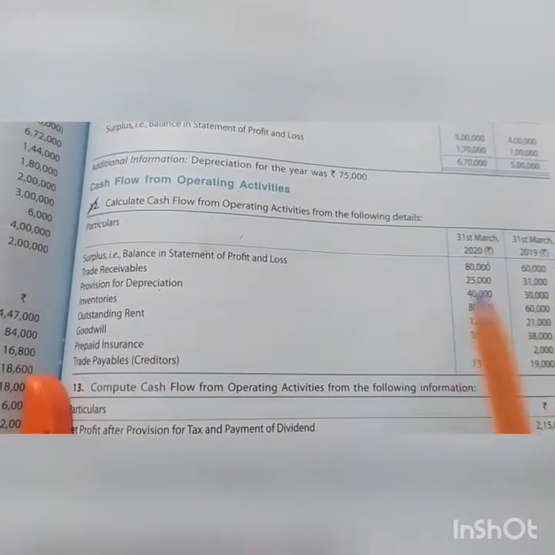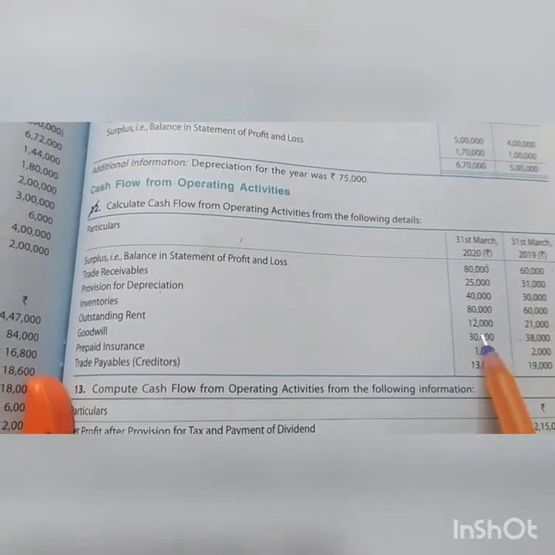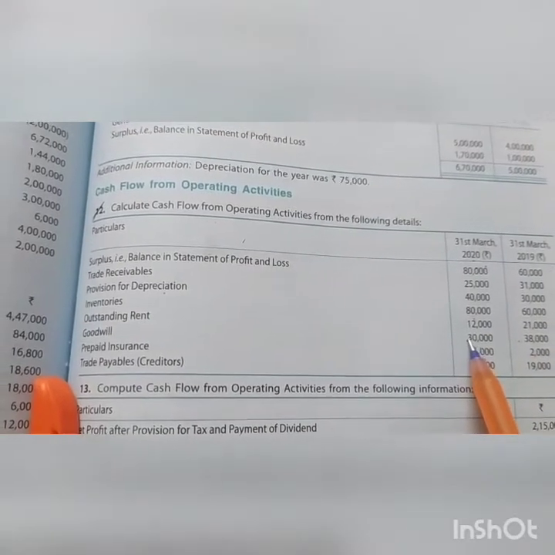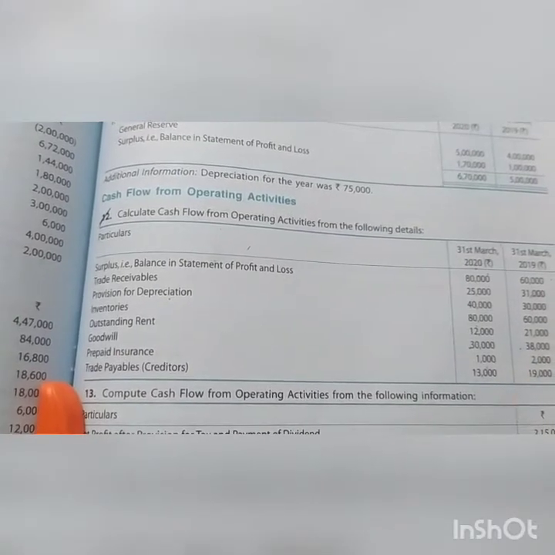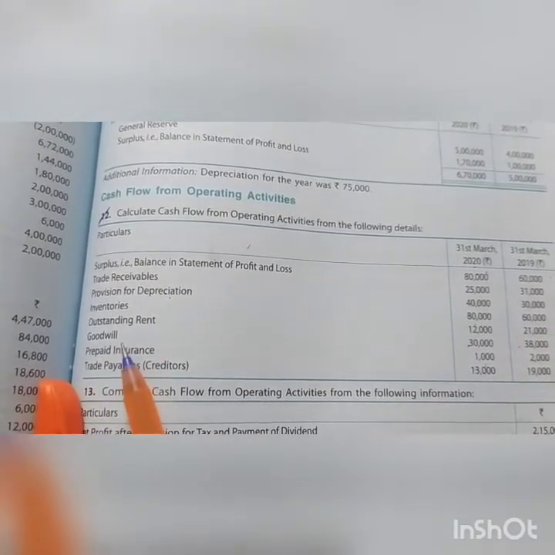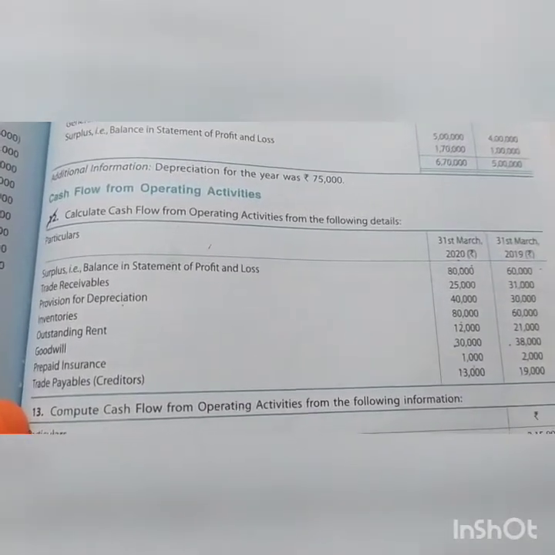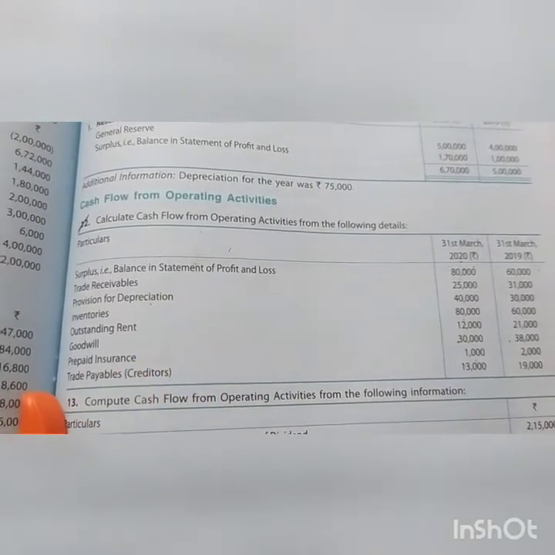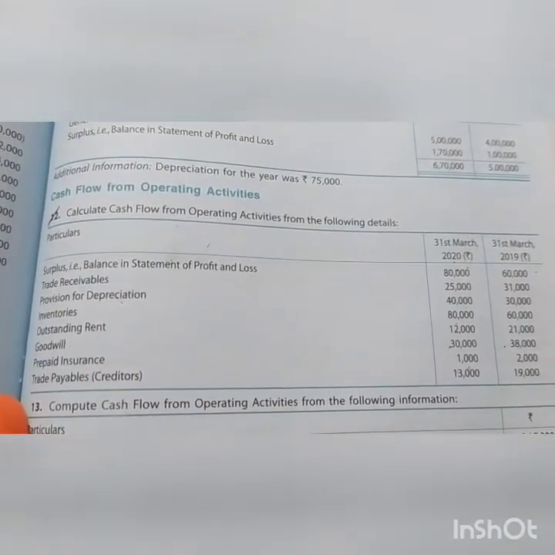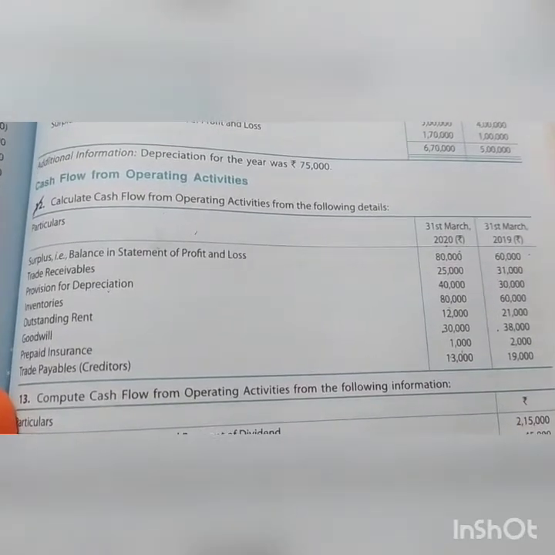Now see goodwill. Goodwill has been decreasing. Okay, the value of goodwill is reduced. So it will come under the category of non-cash expense. You will write goodwill amortized 8,000. Alright. Then we see our current assets and current liabilities. You will add decrease in current asset and increase in current liabilities.